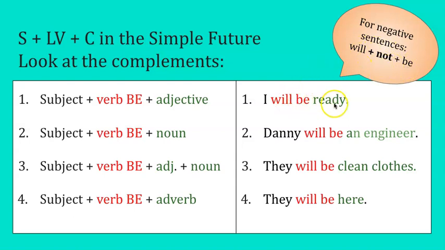Will be ready or will not be ready. Danny will be an engineer. Danny will not be an engineer. If you use the short form, then we say Danny won't be an engineer.